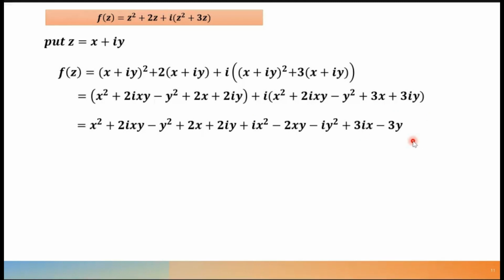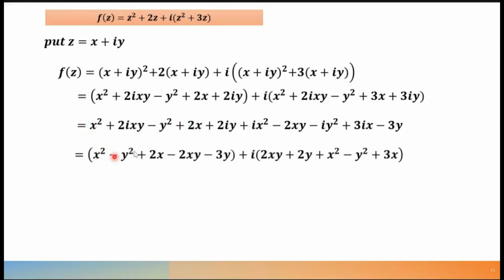Now collect the real part. Real part मतलब बिना i वाले term. तो x square minus y square plus 2x, minus 2xy, minus 3y, plus i into 2xy plus 2y plus x square minus y square plus 3x.